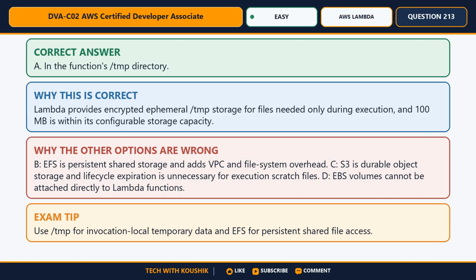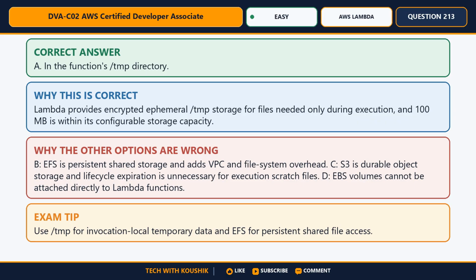The correct answer is A. In the function /tmp directory. Here is why. Lambda provides encrypted ephemeral /tmp storage for files needed only during execution, and 100 megabytes is within its configurable storage capacity. Why are the other options not correct?